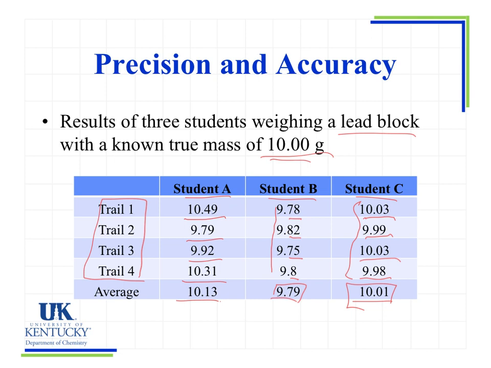In student A, you have 10.49, 7.7, 9.79, 9.72, and 10.31. So this is not close together, so it's not precise, and the average is 10.13. It's not that off, but it's not as accurate as the third one, and it's not even precise. I mean, all these 4 are far from each other. So let's see all of these results in a graph in the next slide.